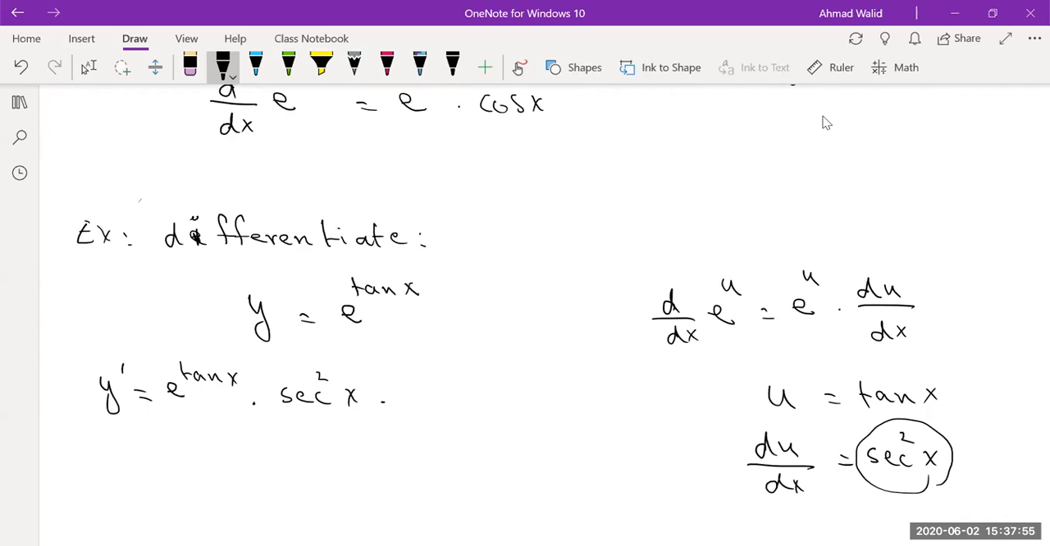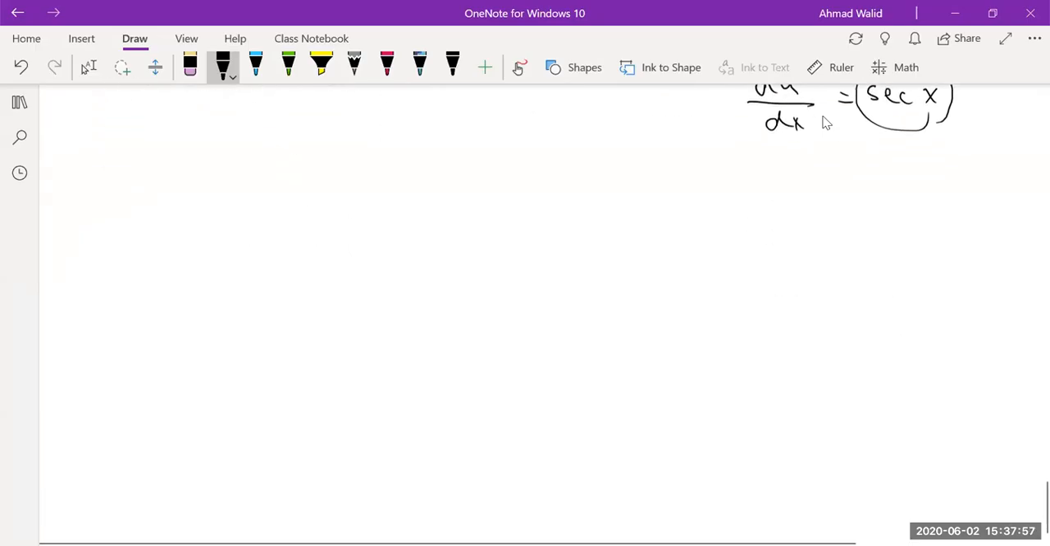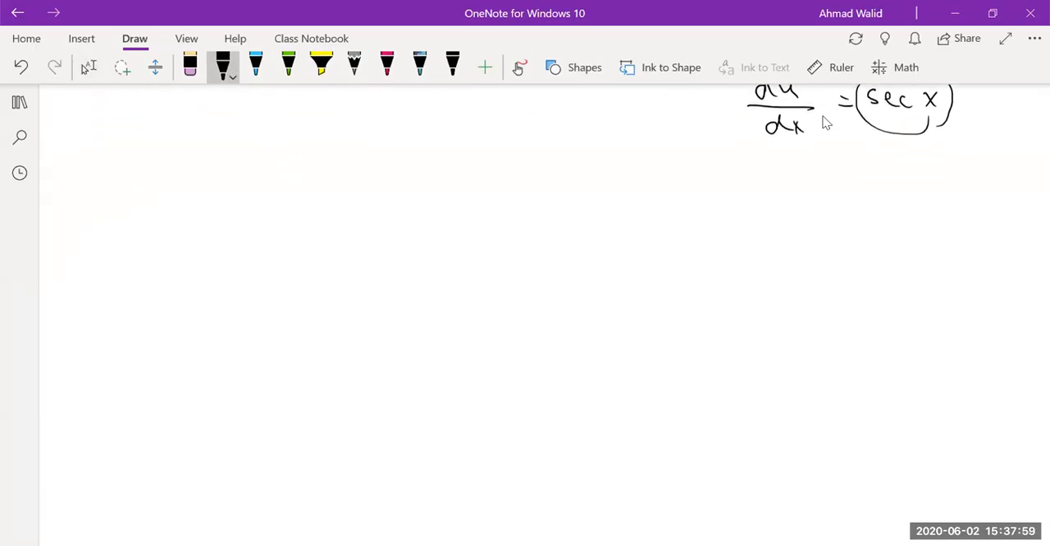Correct? Let's do another one. Again, example, differentiate y equals e to the power of negative 4x sine of 5x.